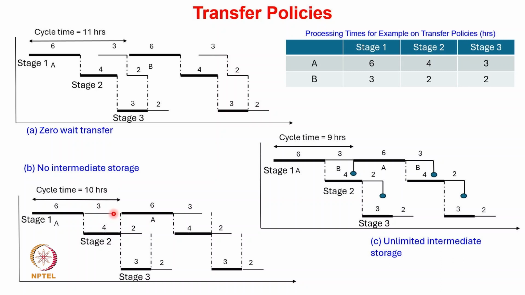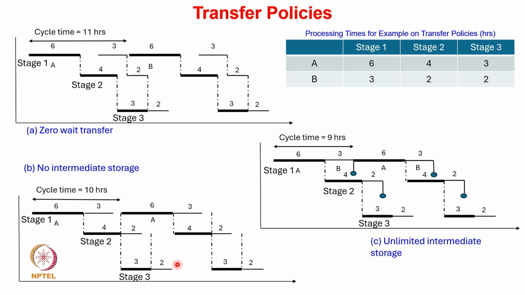After that it can remain idle in stage 1 itself, isn't it? And once stage 2 becomes available, this product B is then transferred from stage 1 to stage 2. It remains in stage 2 for 2 hours. Processing time is 2 hours, but then it remains in stage 2 for an even longer period since stage 3 is not available. And once stage 3 becomes available, the product B is then transferred from stage 2 to stage 3.